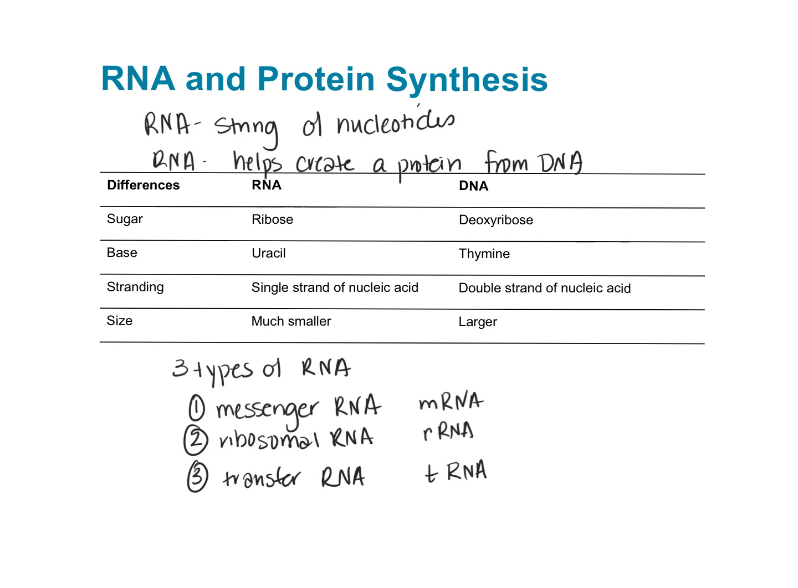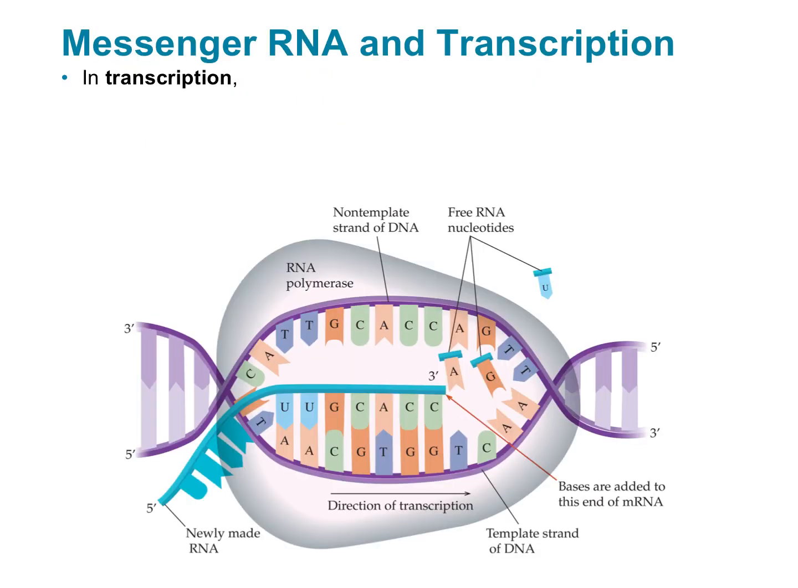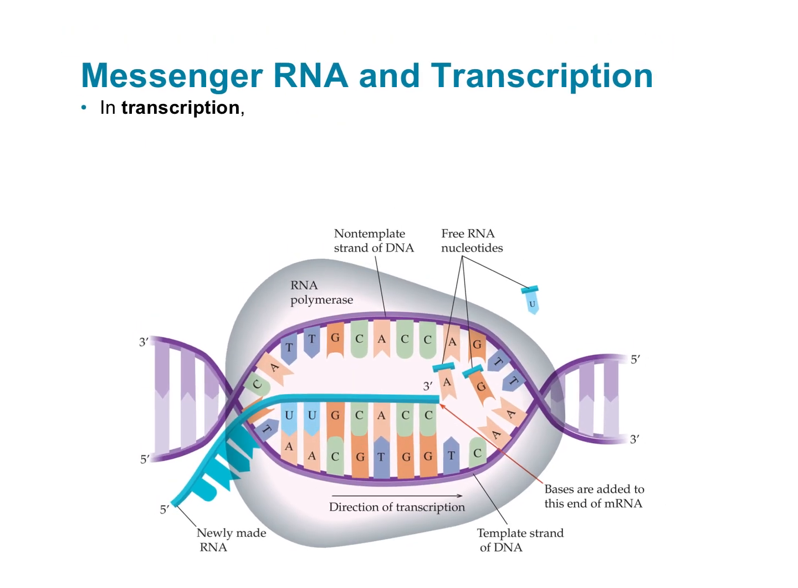So when we come over here and look, we're going to start with a process called transcription. And basically, the process of making a protein from DNA has two key steps. The first step is to make a gene copy from the DNA found in the cell nucleus.